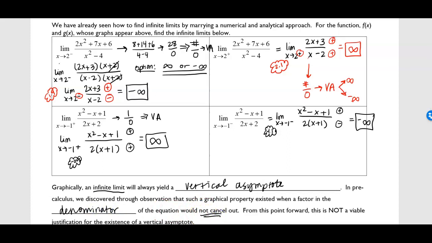And so from this point forward, that's not a viable justification for the existence of a vertical asymptote. So you can't say, oh, this function has a vertical asymptote because it has a factor of x plus 1 that doesn't cancel out. That's an okay way to find where the vertical asymptote is, but not an okay way to justify it. So let's talk about how we would justify it.